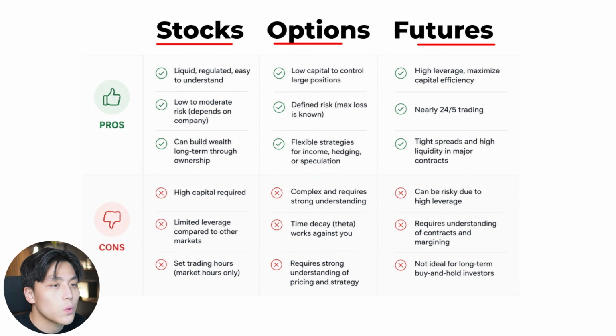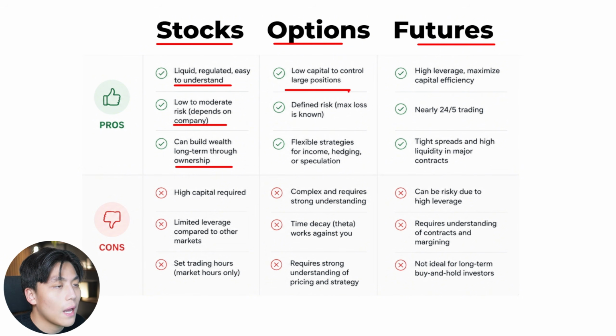Number one, stocks. What are some of the pros? It's liquid, regulated, easy to understand, low to moderate risks. And then number 3, can build wealth long-term through ownership. What are some of the cons? High capital requirement, limited leverage compared to other markets, and their set trading hours.